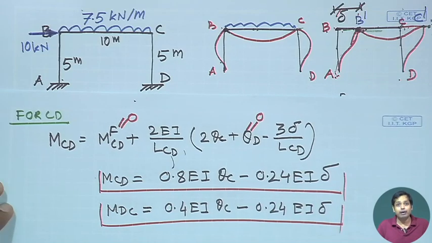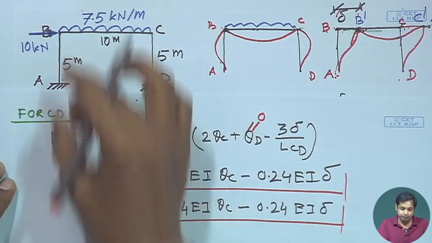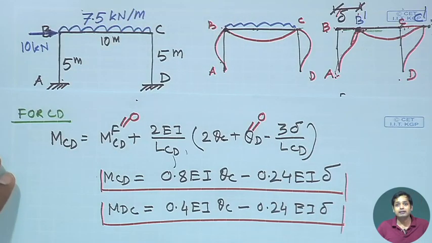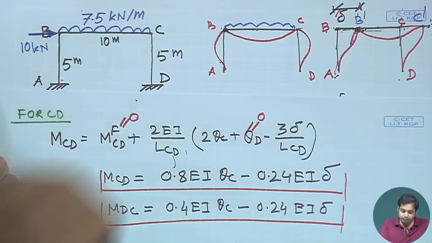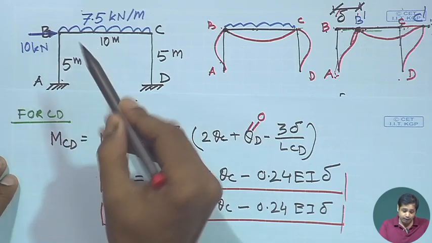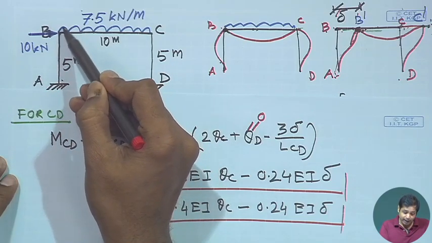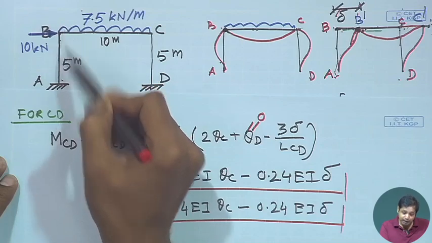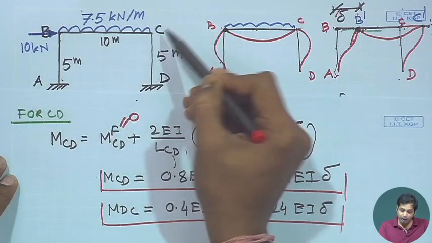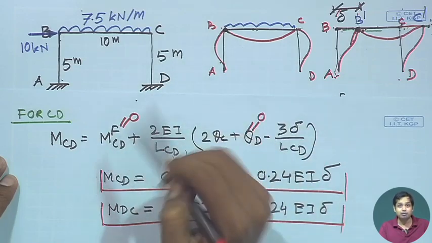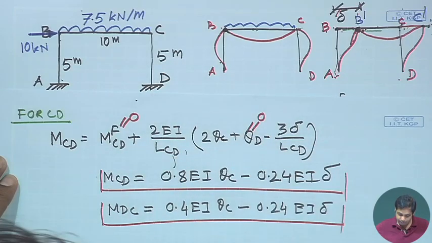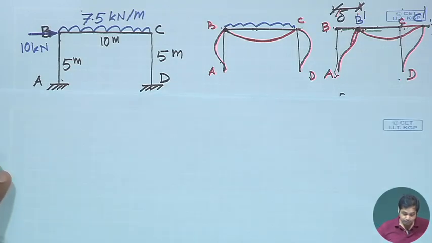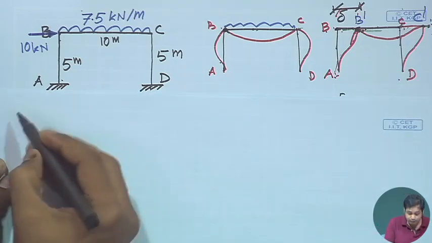Okay. Now, we have already applied the slope deflection equation for each segment, and the next step is applying the equilibrium condition. And the equilibrium condition is that at joint B, MBA plus MBC is equal to 0, and at C, MCB plus MCD is equal to 0. So, let us apply the second step, let us apply the equilibrium condition.